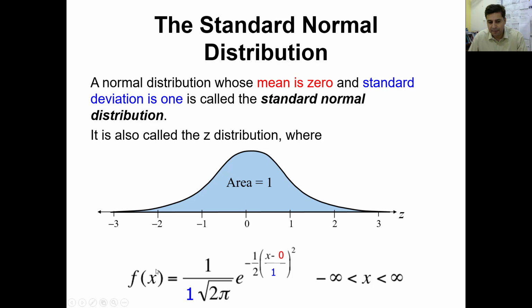This is the probability distribution function of the normal distribution. So the normal distribution will be transformed to the standard normal distribution. When you transform, this x will be changed to z, and z will be equal to x minus mu divided by the standard deviation. Okay, so the mean of the standard normal distribution is equal to 0 and the standard deviation will be equal to 1.